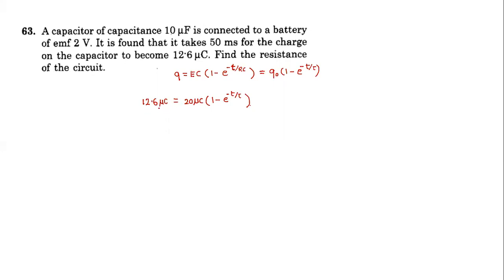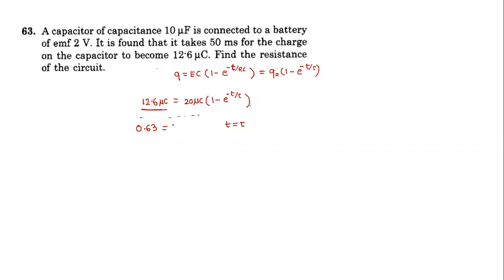What if this term comes equal to? Does it remind you of something? Yes, sir. 0.63, like tau will be equal to t. Yes, time will be equal to tau. What is this charge here? This charge is nothing but 0.63 times. What is 0.63? Whenever this comes to 0.63, I know that t is equal to tau. So basically, the tau value is known. So R into C will be 50 milliseconds.